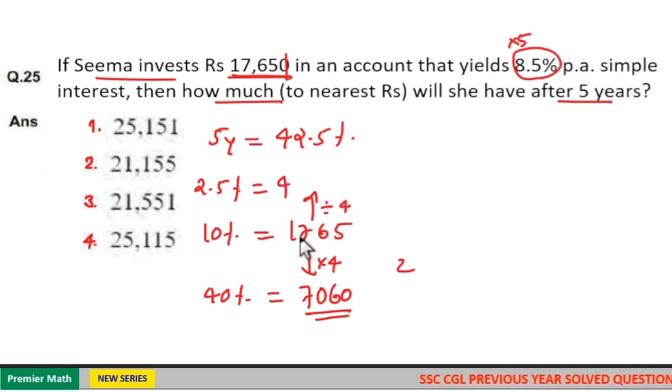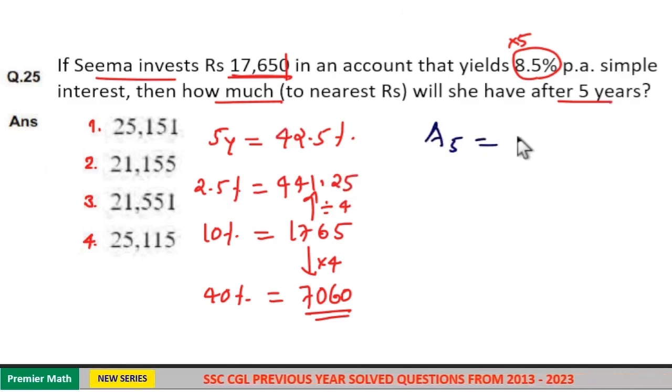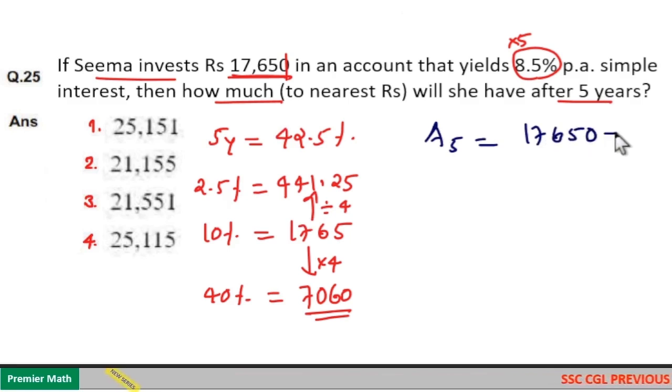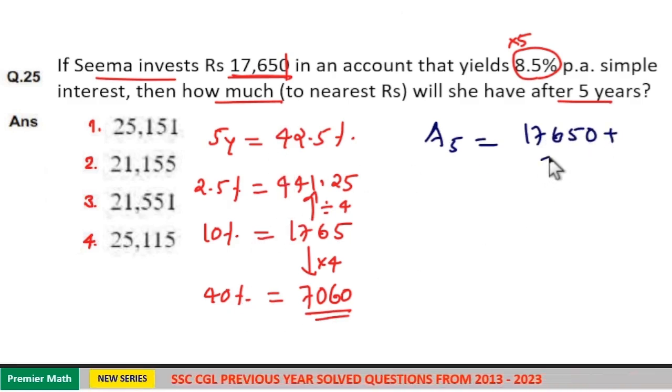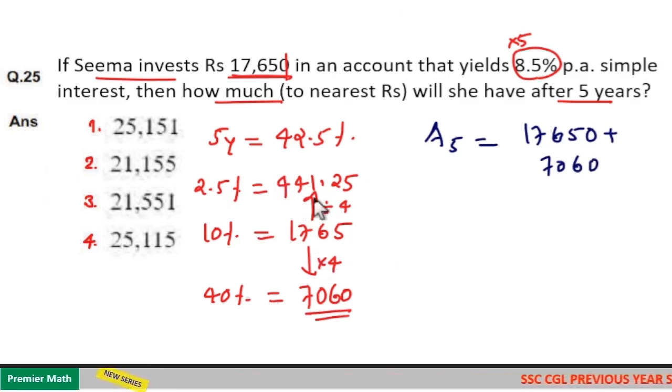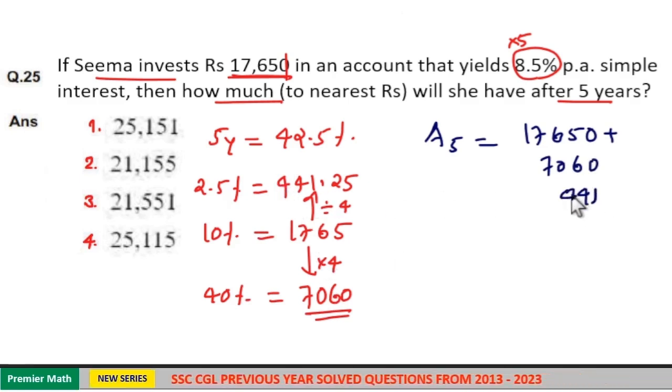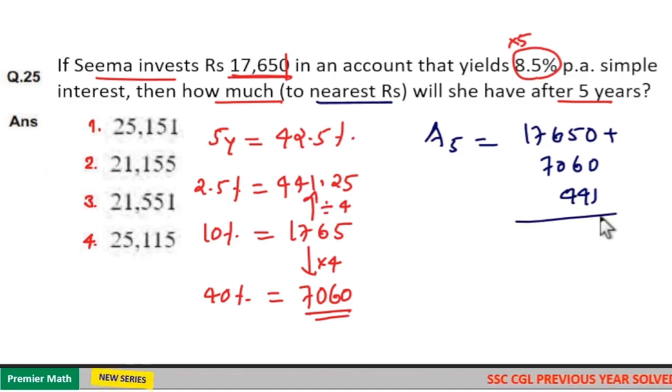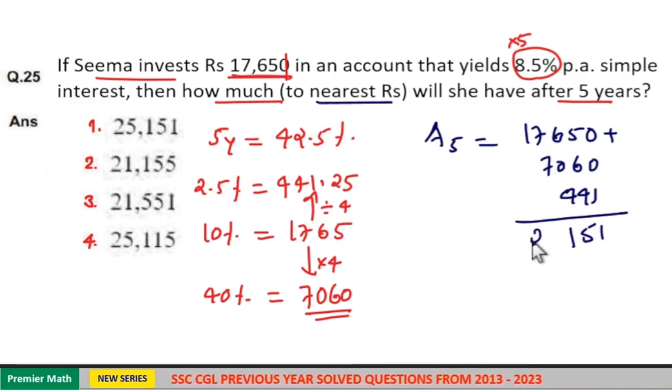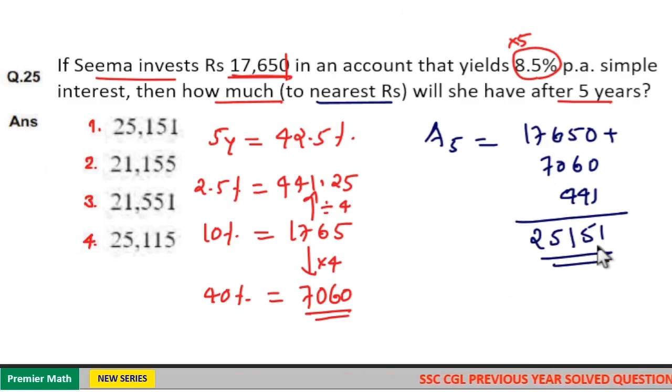4 goes 4 times in 17, remaining 1. 4 goes 4 times in 16, remaining 5. 4 goes 1 time in 5, remaining 0.25. Now, the amount generated after 5 years is equal to the sum 17,650 plus 40%, which is 7060, and 2.5%, which is equal to 441. Ignore 0.25 because we can take the nearest value. Now adding this, we get 25,151. Option 1 is your answer.